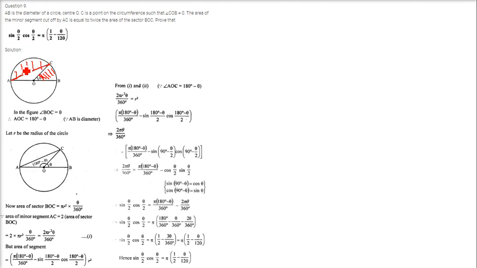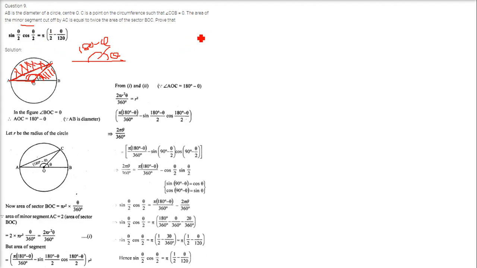So what will be the area? We'll just equate them. There is nothing much we have to do here. So first of all, the area of the minor segment is what? See, first of all, this is theta. So what will be this angle? 180 minus theta. So this angle will be 180 minus theta. So in order to find out the area of this AOC sector, or this segment, sorry, minor segment, what we will do?